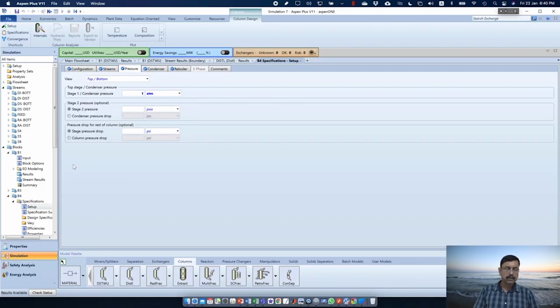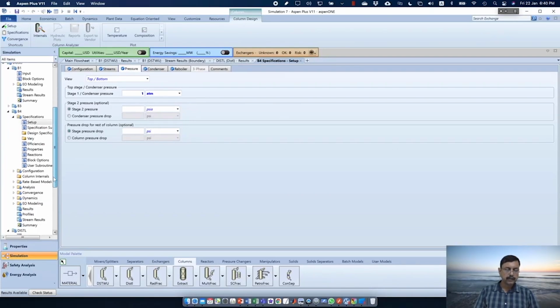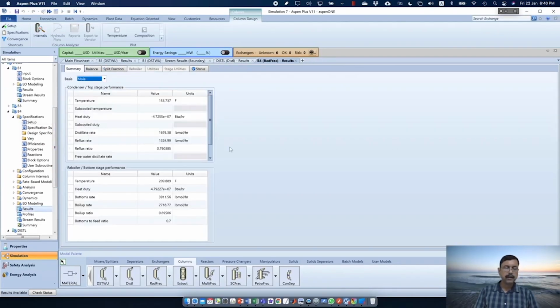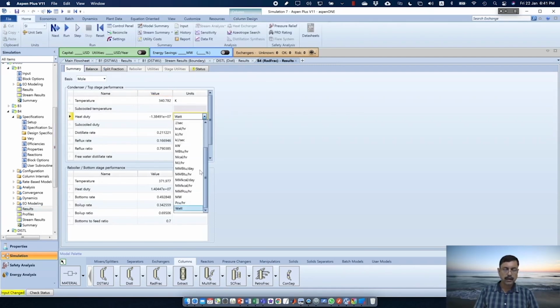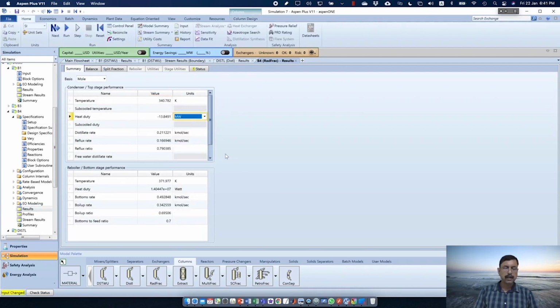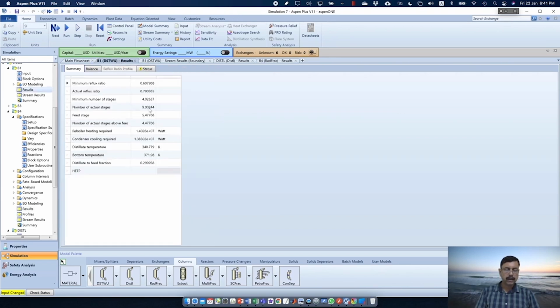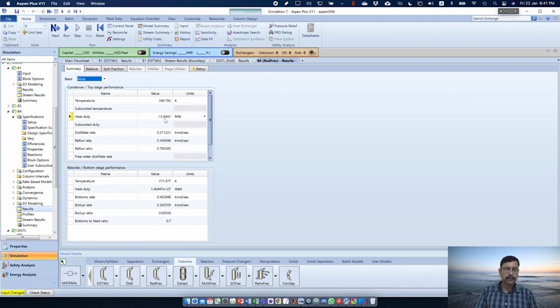Simulation results are available. So let us see the simulation results. Here you can see heat duty in watt. Let us use megawatt, it is better. The condenser is 13.8491 megawatt. DSTW shortcut, it was calculating as 13.83. This is calculating as 13.84, almost same. The same thing will be there for reboiler also. Heat duty is 14.04. Now we are interested to know the stream results.